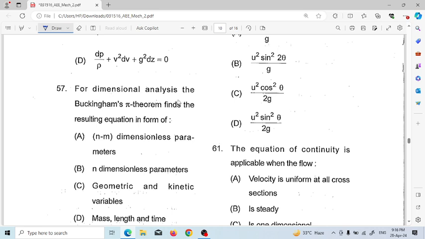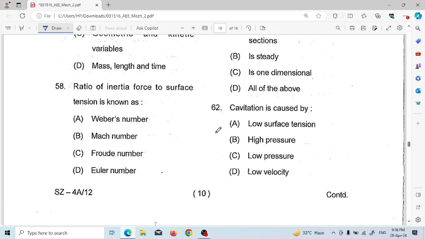Next, for a dimensional analysis, the Buckingham pi theorem gives the resulting equation, where n minus m represents the number of dimensionless parameters. So option A is the correct answer. Ratio of inertia force to surface tension is the Weber number.